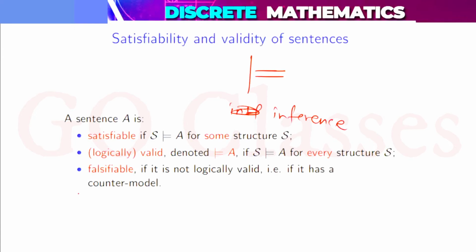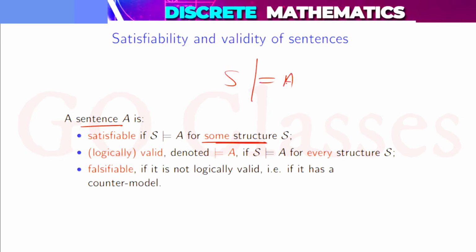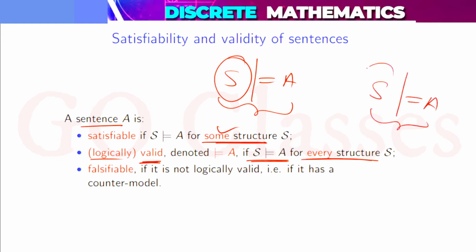Now let's see. So this is the definition of satisfiable. We have a structure. The satisfiable definition says that for some structure, for some environment, our formula is true. Valid means for every structure our formula is true. Whatever structure, whatever environment you have, our formula must be true for every environment. Next, falsifiable means basically somehow we can make it false.